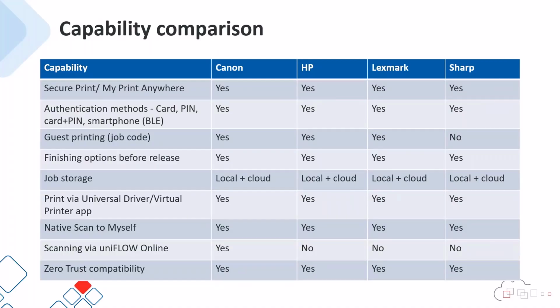there is a limitation. Guest printing is supported on the Canon, the HP, and Lexmark, but as I mentioned earlier, not on the Sharp. So if there is guest printing required in that environment, say with Canon and Sharp, users will have to be directed to the Canon device for guest printing. Okay, scanning via uniFLOW Online remains Canon only. All supported vendors operate correctly within zero trust environments. Now, with that comparison complete, let's move into the subscription and hardware requirements.